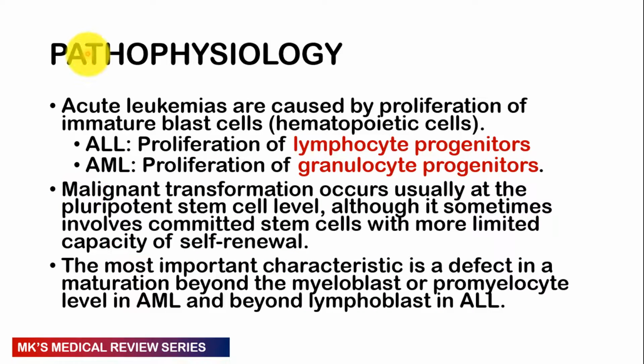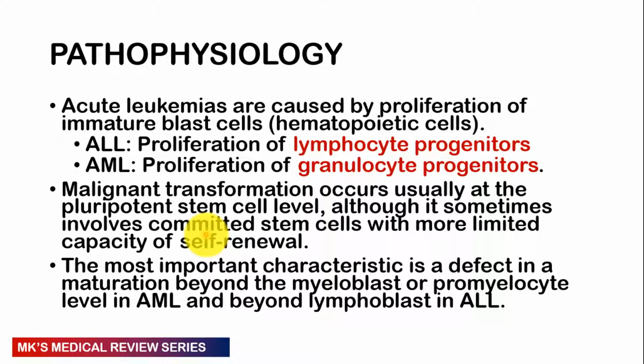Now, what exactly is the pathogenesis or the pathophysiology of the condition? Remember that here you have a genetic abnormality that is going to result in proliferation of immature blast cells. If you have acute lymphocytic leukemia, there's going to be proliferation of lymphocyte progenitor cells. If it's acute myeloid leukemia, there's going to be proliferation of the granulocyte progenitor cells. Remember that this is happening in the bone marrow. So the malignant transformation usually affects the pluripotent stem cell at any level. Sometimes it can actually affect the committed stem cell lines, which have a limited capacity of cell renewal.